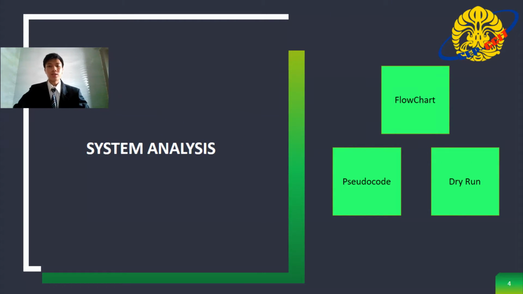This is the system analysis. There are the flowchart, then pseudocode. After that, we will try the dry run.